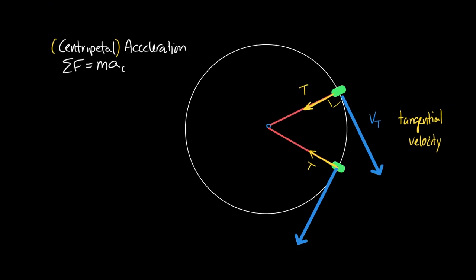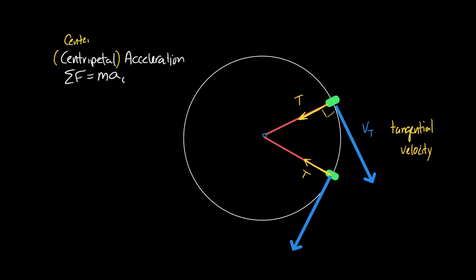The root of this word is center, and petal means seeking or looking. Centripetal accelerations are accelerations that are pointed along the radius of curvature, the center of the object's motion. We say radius of curvature because this doesn't have to just apply to an object traveling in a circle. Anytime any object changes direction, its change in direction will have a radius of curvature.